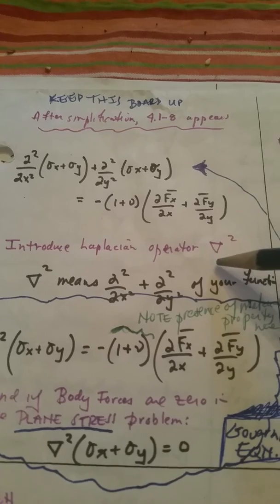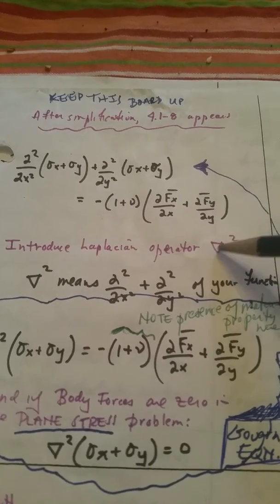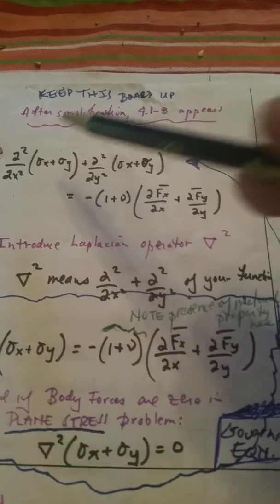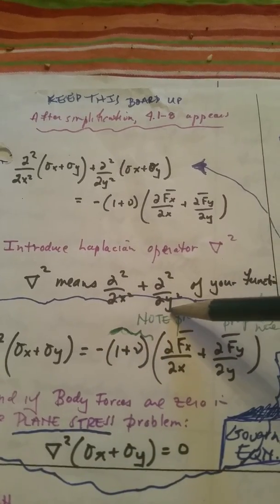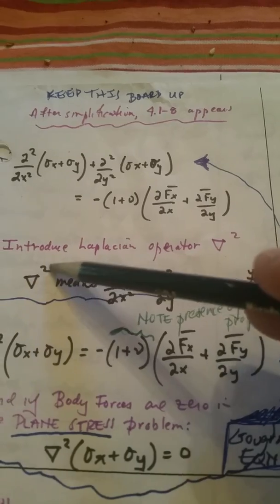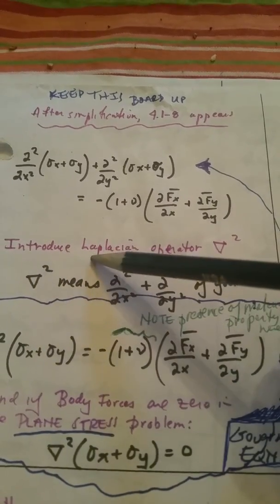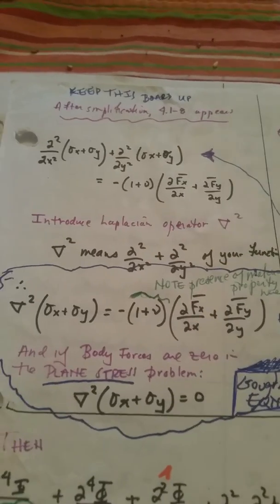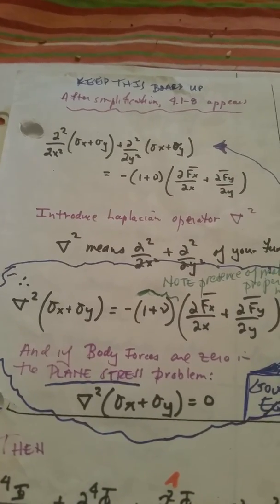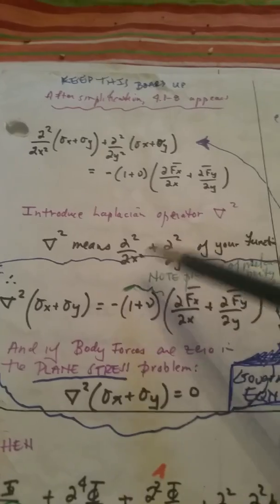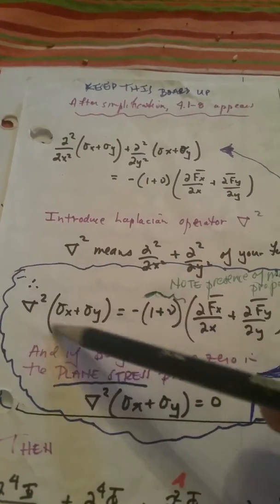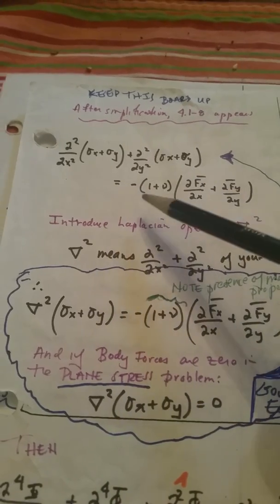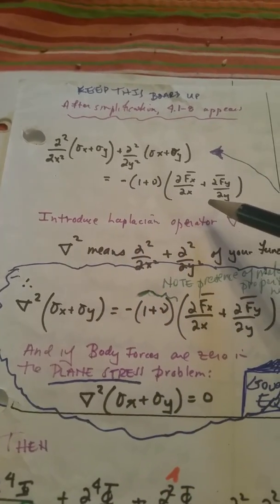It's called a del, so it's an upside-down delta. And a del squared means that you take something and you differentiate it twice with respect to x and twice with respect to y. That's what del raised to the power 2 means. It's an operation. It's a sophisticated, multi-step derivative process. So del squared of this parenthetical term is equal to the right-hand side.